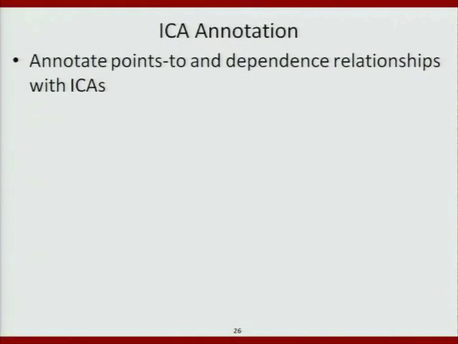All right. So how can we identify those hoistable data structures? The interesting idea here is we combine the 3 abstractions in a powerful way by annotating points-to and dependence relationships with ICAs.